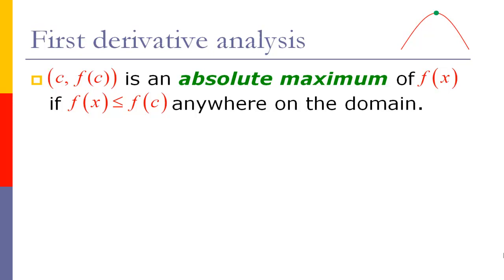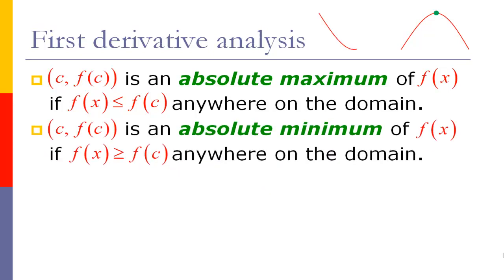Okay, so in other words, this is the topmost point on the function, the one which is highest on the graph. And similarly, we can talk about an absolute minimum where the point is actually at the bottom. So the absolute maximum will give us the peaks of the function, and the absolute minimum will give us the troughs, the valleys, the bottoms.